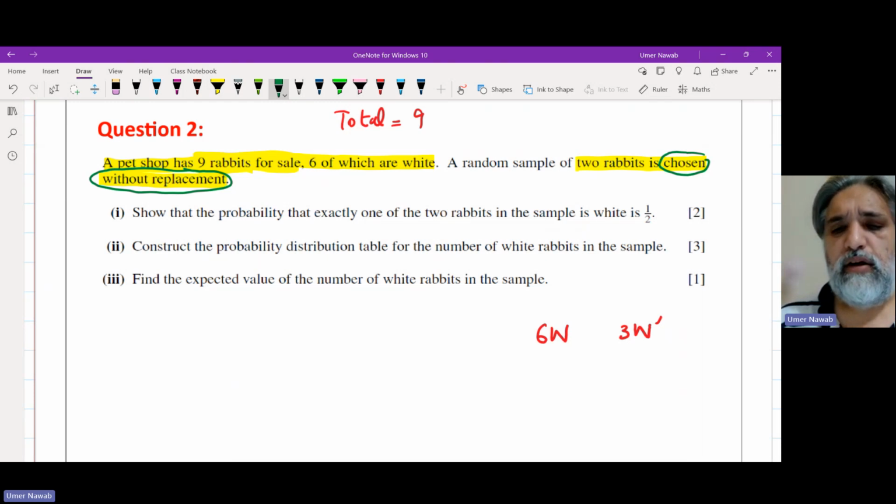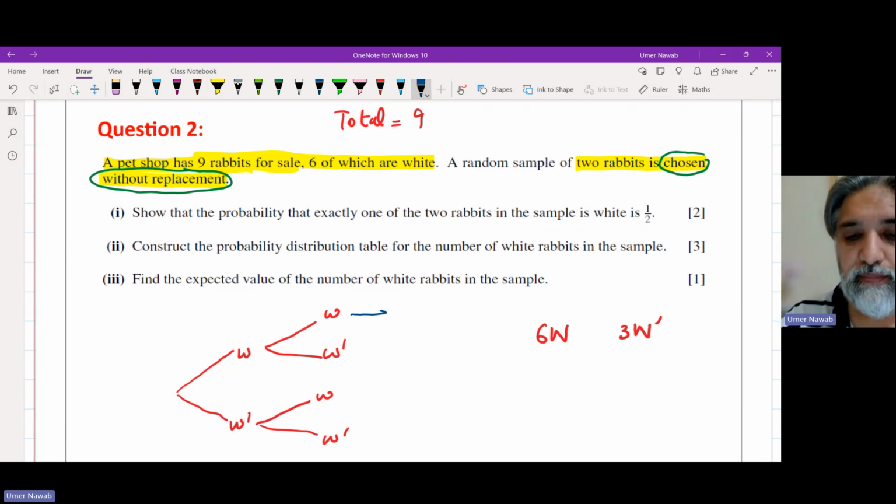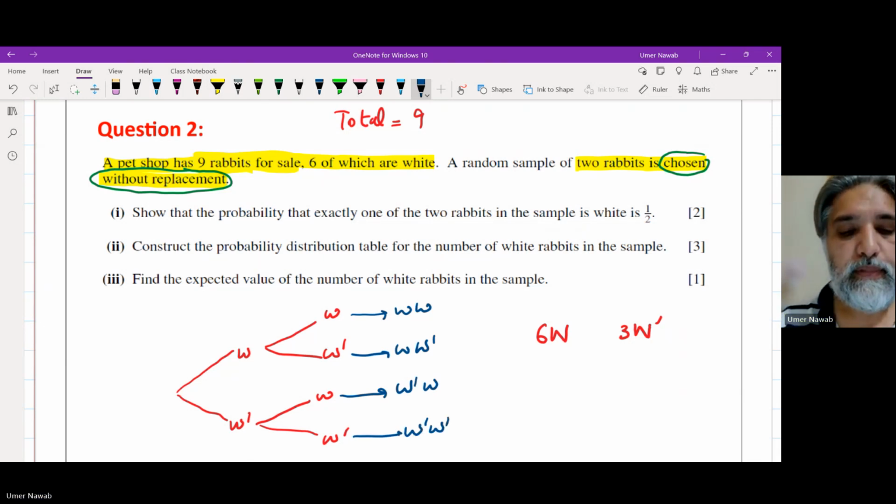Okay, anyways, two rabbits are taken. I can draw the tree diagram. The tree diagram will be very helpful for you. White, not white, white, not white, white, not white. So basically, we have only four cases. What are those four cases? Let me write it: white-white, white-not white, not white-white, and not white-not white. So these are the four possible cases we have.